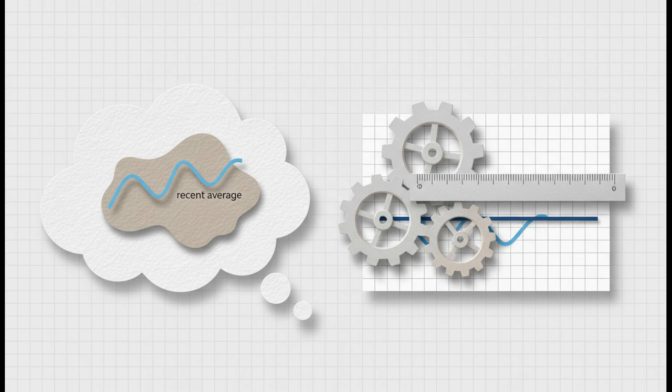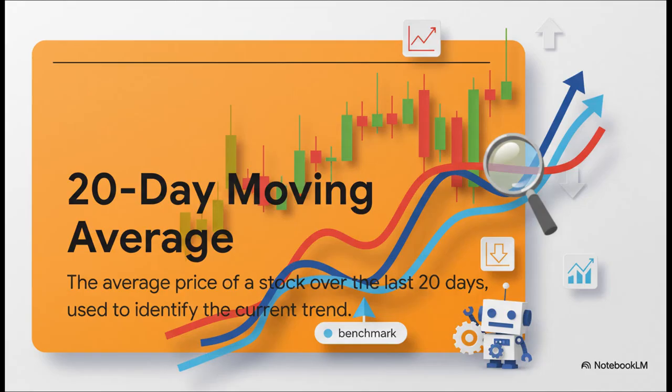But here's the problem. A computer has no idea what "recent average" means. It's way too vague. We need to translate this human intuition into a precise mathematical definition it can understand. And here is the tool for the job. The 20-day moving average acts like a filter. By averaging out the last month of prices, it smooths out all that chaotic day-to-day noise and gives our bot one single clear line that represents the underlying trend.